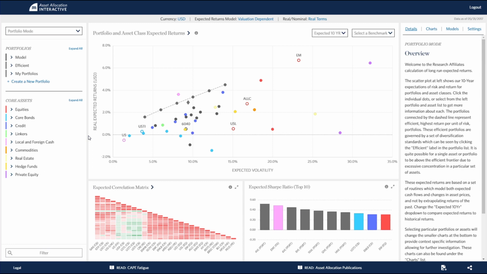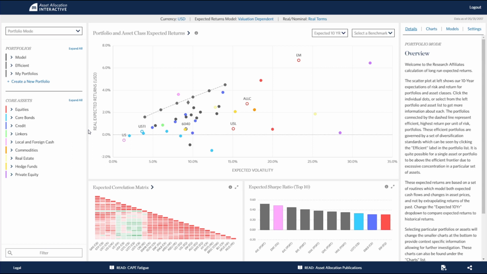So I encourage anyone looking at this or anyone who visits the AAI to just click around, explore. You'll be an expert in no time, and I'm confident that you'll find the enhanced functionality well worth the time it takes to come up to speed.